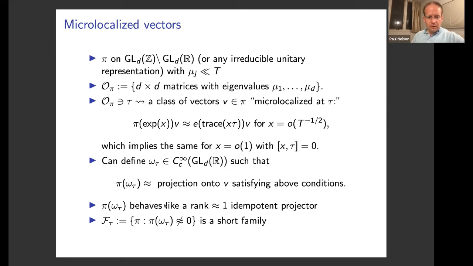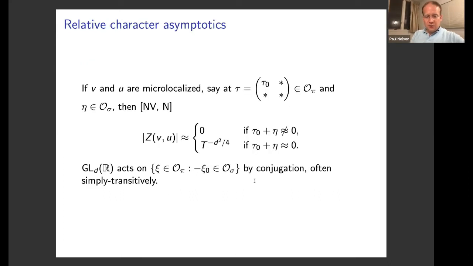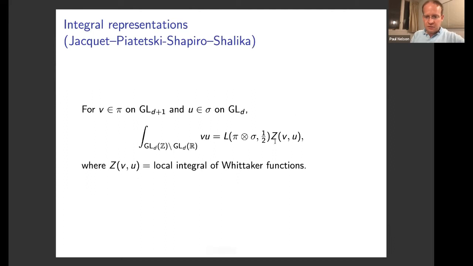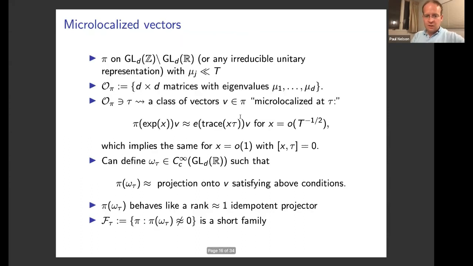Okay, so if not, let's continue. So going back to this situation of this integral representation, where we had a pair of vectors in automorphic representations on a pair of neighboring general linear groups. So V is always on the big group and U is on the small group.